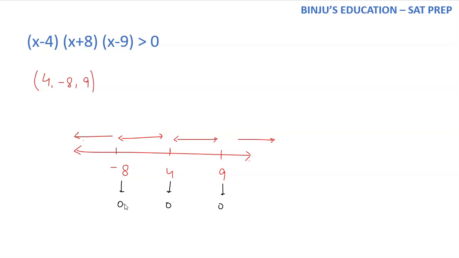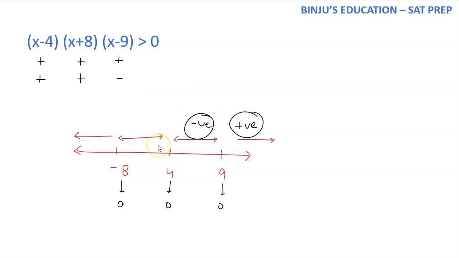So let's first start with a value greater than 9. Let me remove this first of all, so that I can plug in the signs. If I think of any value greater than 9, let's say x is equal to 10, 10 minus 4 is positive, 10 plus 8 is positive, 10 minus 9 is positive. So what's the overall result? The overall result is positive. What about between 4 and 9? Think of, let's suppose, 7. 7 minus 4 is positive, 7 plus 8 is positive, 7 minus 9 is negative. So the overall result is negative.